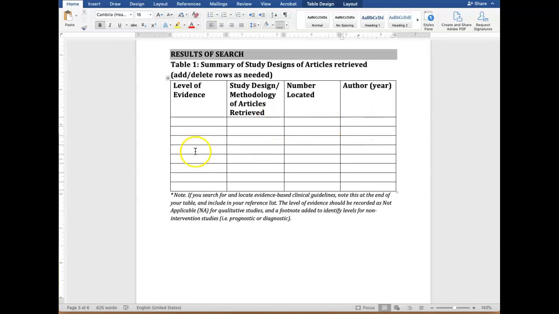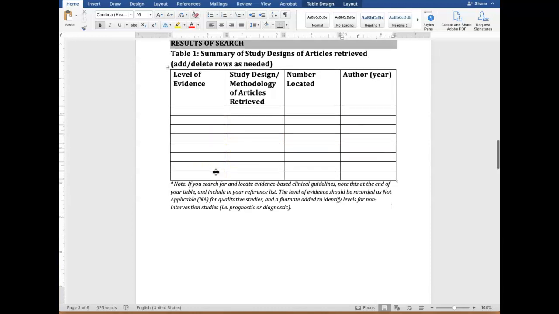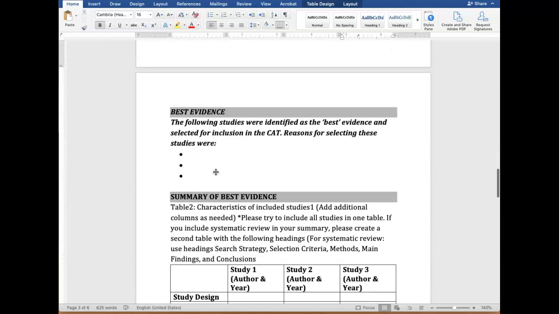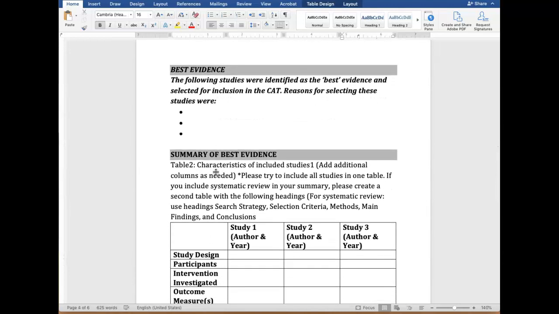It's pretty straightforward. Typically, you don't need more than 3 to 5 of these rows, but I've added more just in case. So once you've determined the studies that you're going to use in the critical appraisal topic, then there's best evidence. You're going to have to provide justification to the reader as to why you chose the 3 to 5 research studies. So it's going to be 3 short sentences on why each of the studies included in your CAT should be included in your CAT.